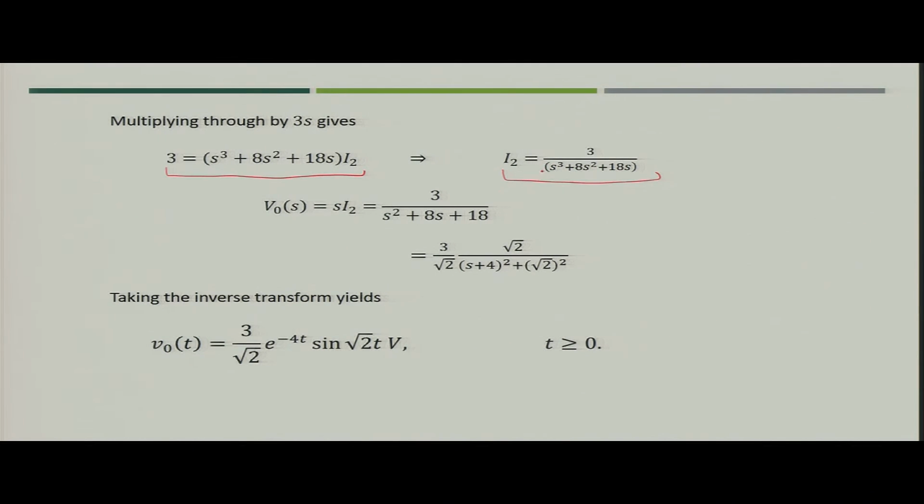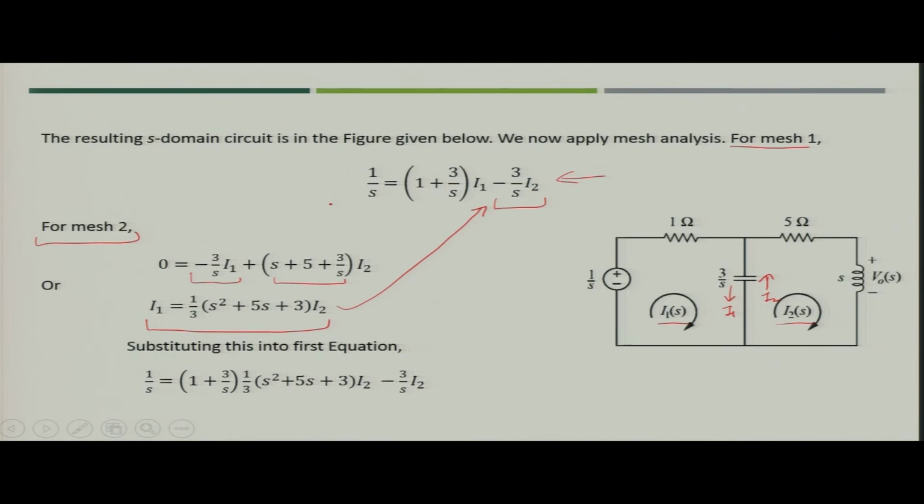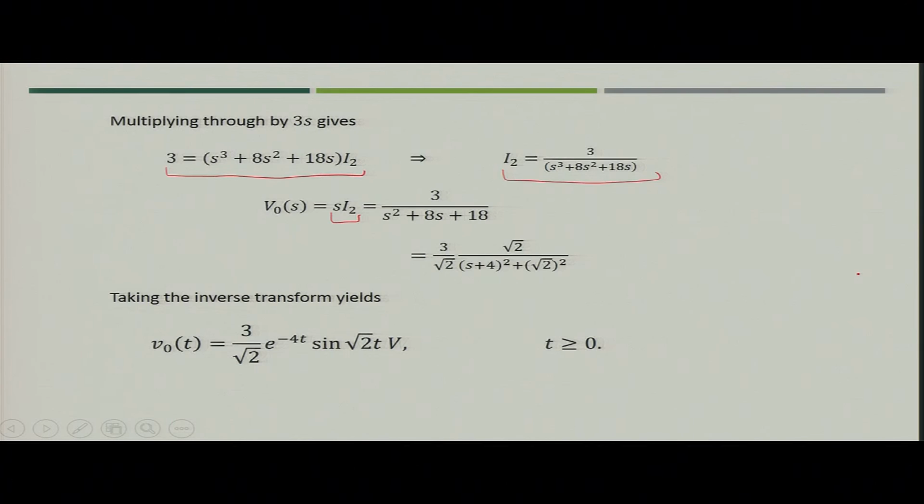So, you can take S out, and when you multiply S on both sides, you will get S I2. Now, S I2 is what? If you see the circuit, S into I2 will be V naught(s). So, you can write V naught(s) is nothing but S I2, which is equal to 3 divided by (S square plus 8 S plus 18). Now, to solve it, you will utilize the completing the square technique. So, you will first create the square of these terms.